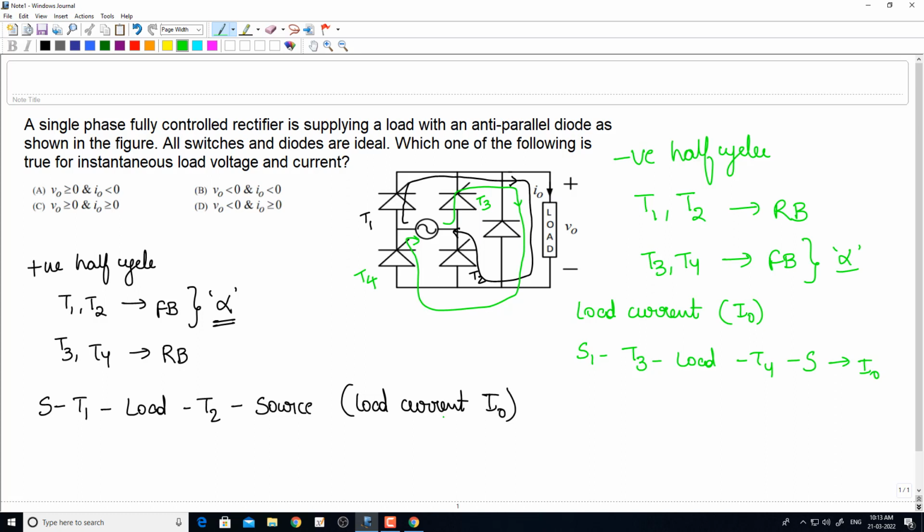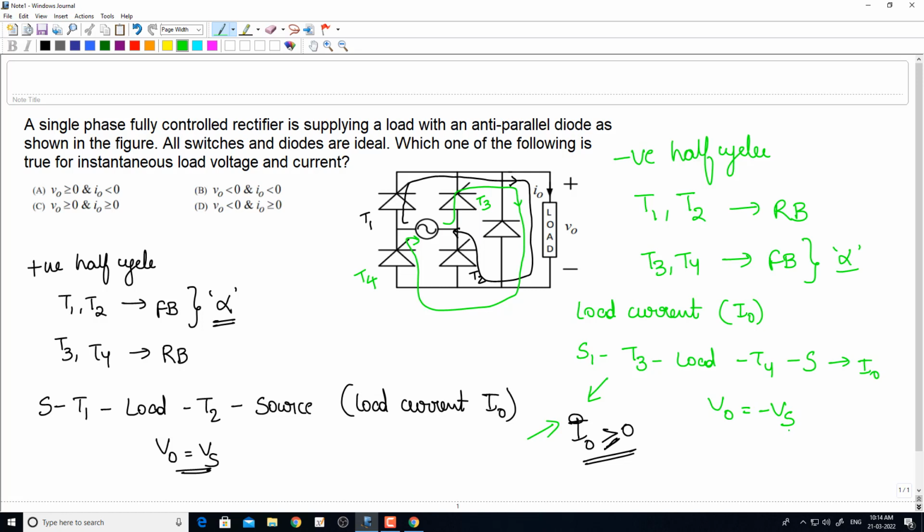Here I0 is given in a particular direction, right? So we can say from these two explanations, I0 is always greater than or equal to 0. This is the instantaneous I0. In the positive half cycle, load voltage follows the source voltage. V0 is equal to Vs. But in the negative half cycle, V0 is equal to minus Vs.